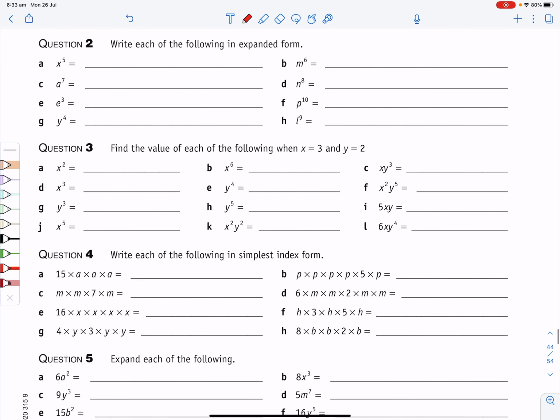Question 2, write each of the following in expanded form. You're going to write this out 5 times. Okay.